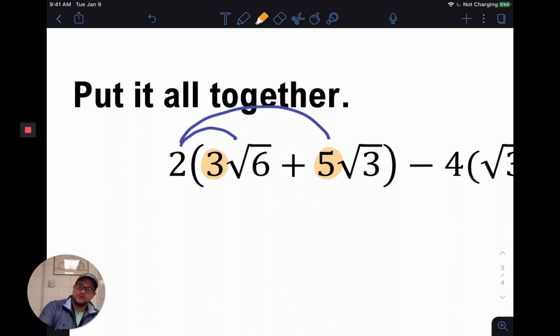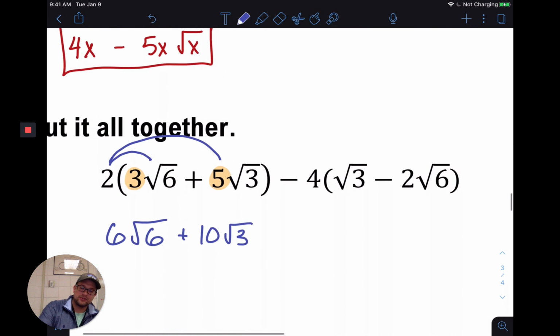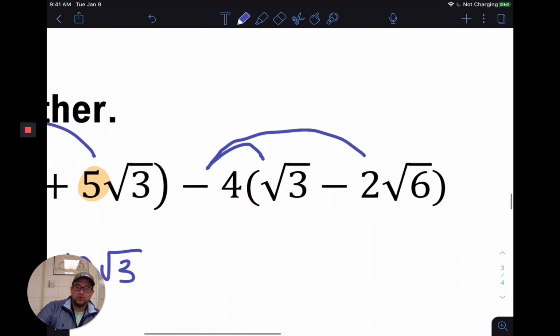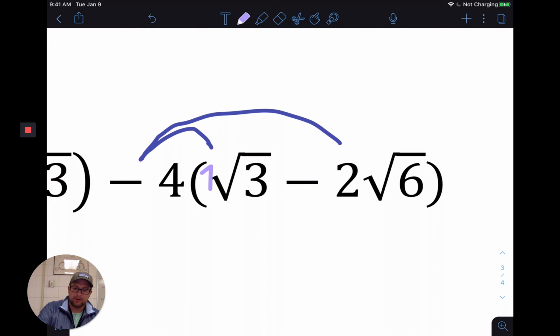So if I take 2 times 3, I would get 6 square roots of 6. If I take 2 times 5, I would get 10, and I would still have the square root of 3. Same thing is still going to happen over here. If I multiply negative 4 to here and negative 4 to there, it can only affect the outside numbers. Looking at this first term here, you might notice how there is no outside number on this.